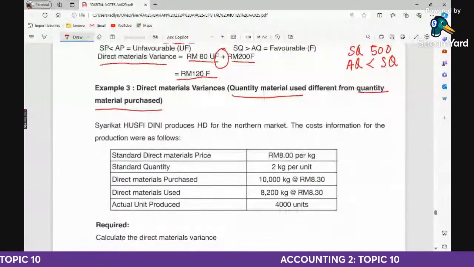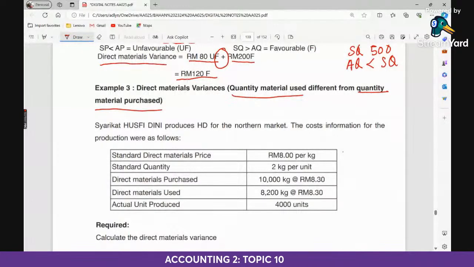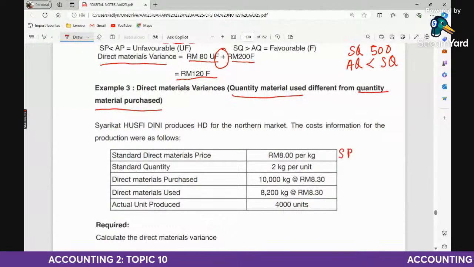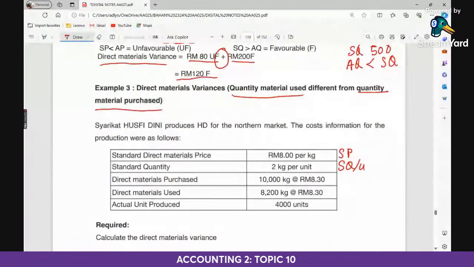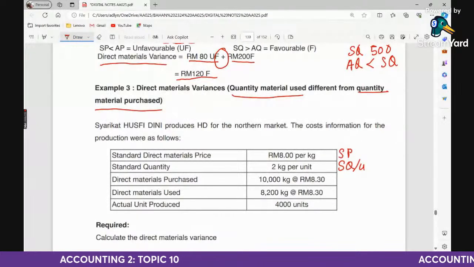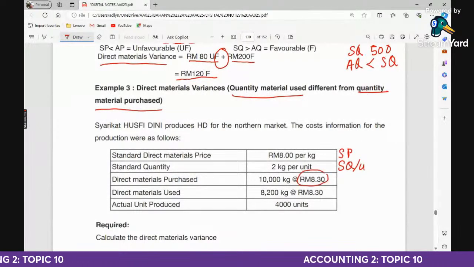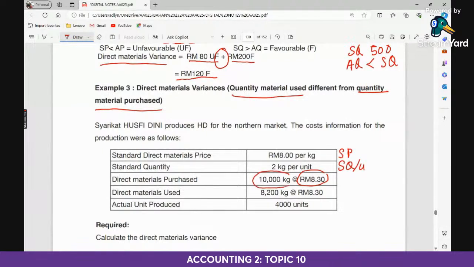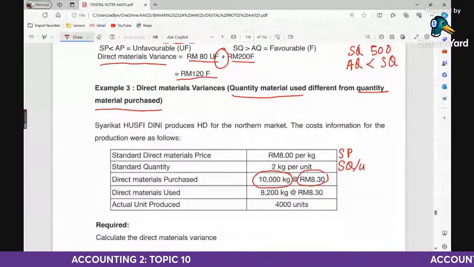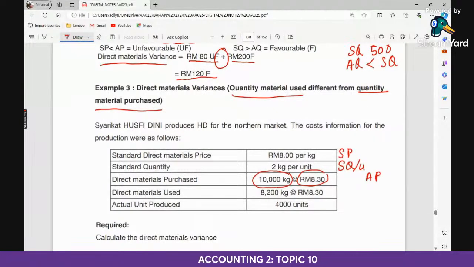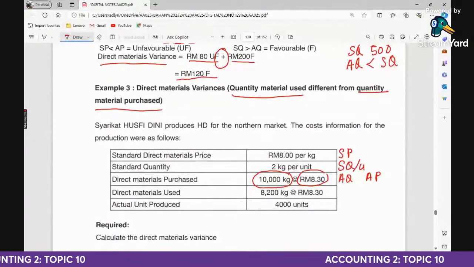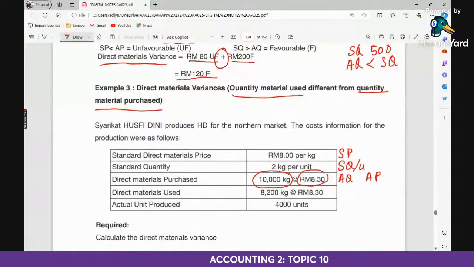Okay, yang ni dia bagi standard direct material price. This is my standard price. Lepas tu kita ada standard quantity. This is my standard quantity per unit. Okay, dan kita ada direct material purchase. Direct material purchase dia bagi sini RM8.30 dan dia bagi sini 10,000 kg. So apa yang dia bagi sebenarnya? Yang dia bagi pada anda ni ialah actual price. Dan 10,000 kg ni apa? Ini ialah actual quantity. Actual quantity bukan actual quantity per unit, sebab 10,000 kg ni dia dah darab keperluan dengan unit pengeluaran.